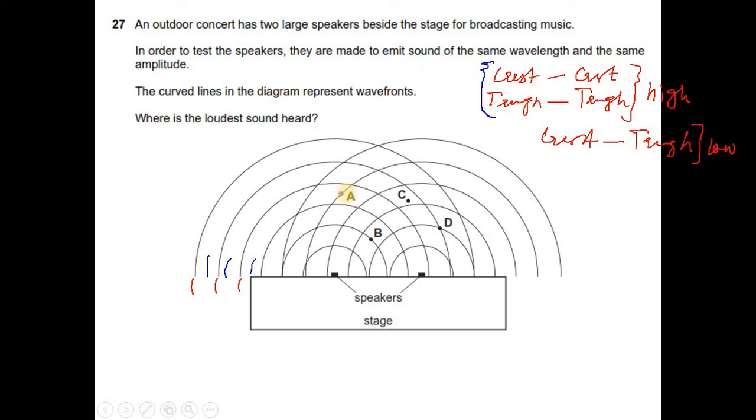So if you see A, it is a crest of one but a trough of the other, like this. Similar for C. C is not loudest because here it is close to the crest of this one, so here will be a low sound but not the high one. Same for B. B is at the crest of one but the trough of the other. But D is the crest of the one and the crest of the other. So D is the position where we have the loudest sound. So D is your option.